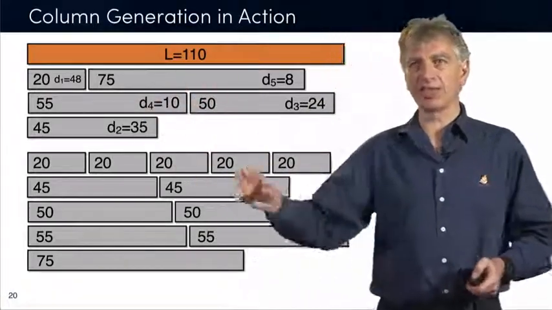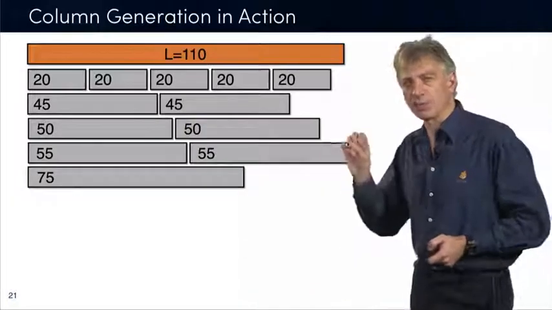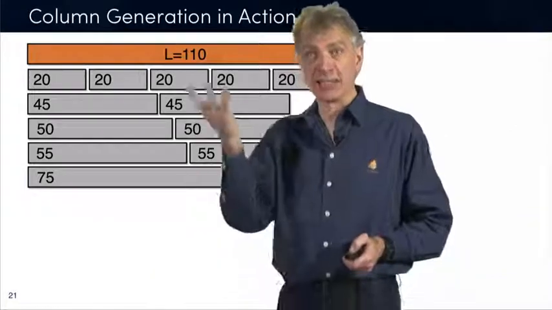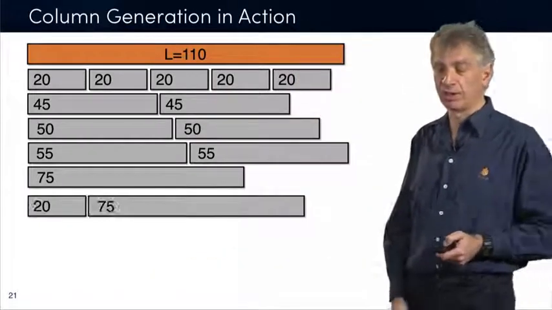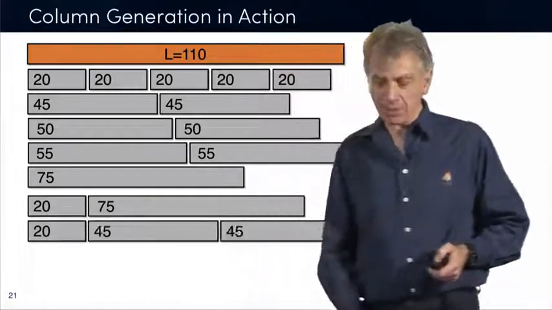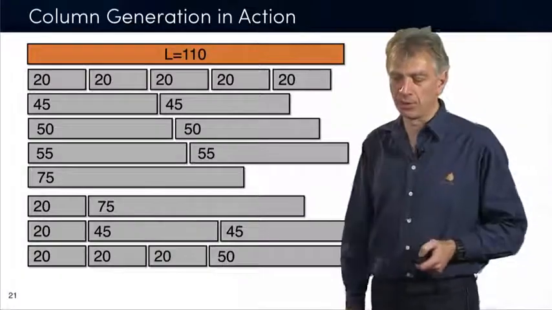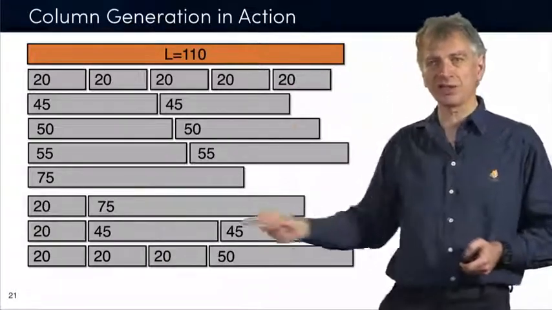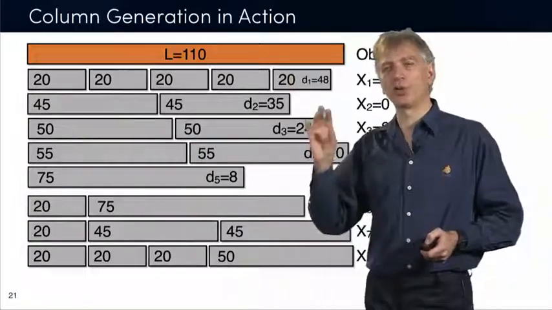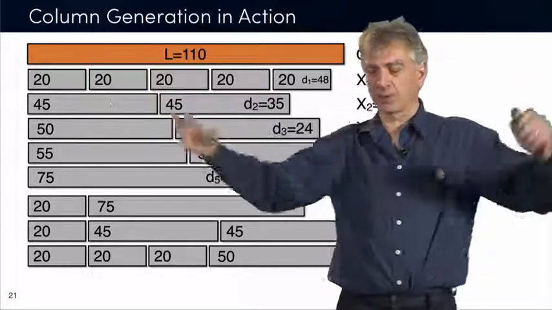I solve the linear relaxation. That's going to select a mix of these things. Then I start doing the column generation. Can I add new configurations that are going to help me improve the value of the linear relaxation? The first one that I will find is something that cuts 20 and 75 at the same time. Then something that cuts 20, 45, and 45. And then another one, which is 20, 20, 20, 50. That's a nice one because it cuts the board perfectly. And that's going to be enough to actually find the optimal solution to this linear program with exponentially many variables.